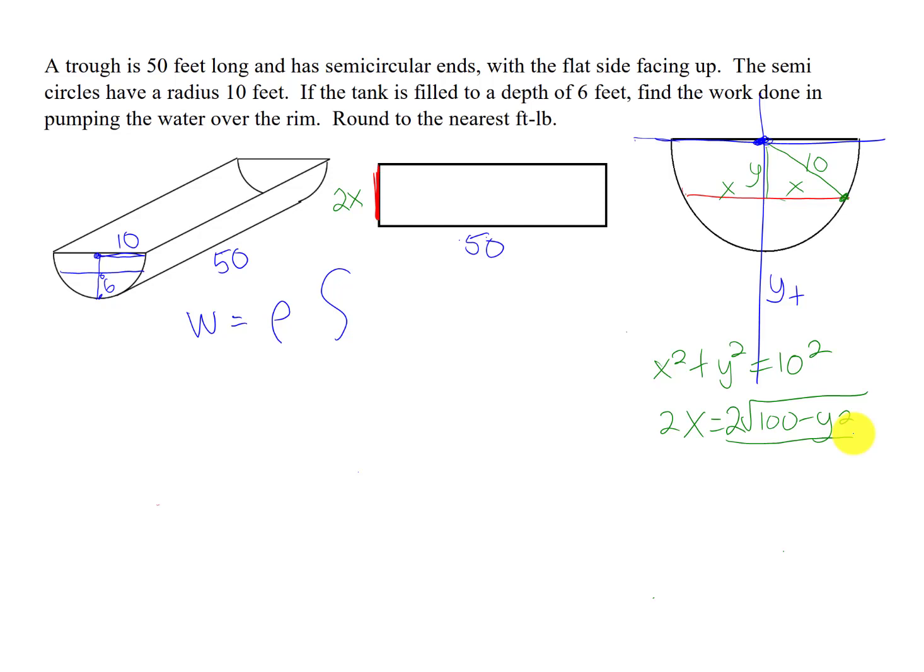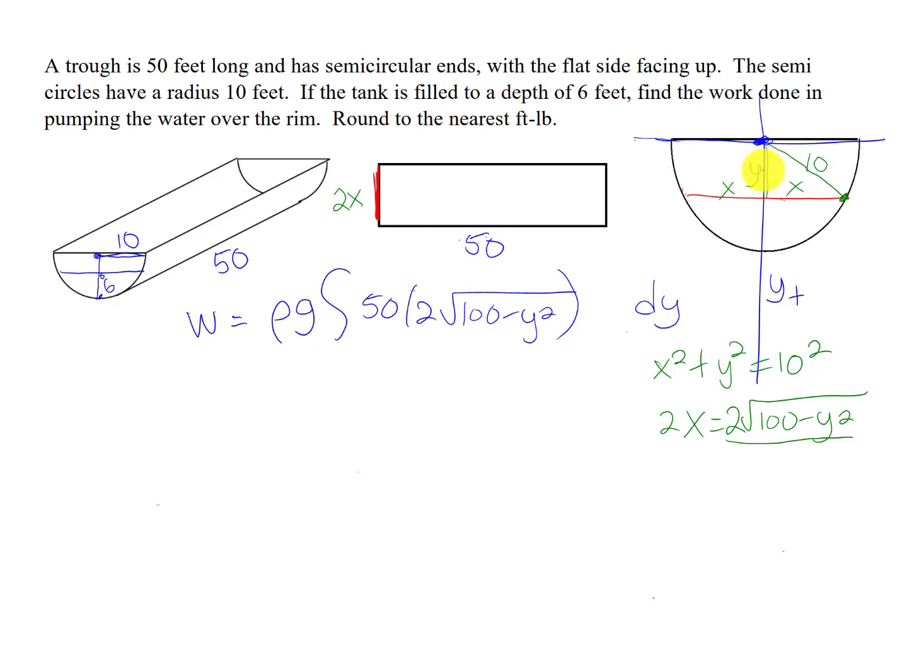So I'm wanting to compute the volume of that little slice, and so it's going to be length times width times thickness, and so I've got 50 times 2 square root of 100 minus y squared, and then my little thickness is dy. This was mass, which was density times volume, and so I need my acceleration, which is g. And so now I have my force and I need my displacement or distance.